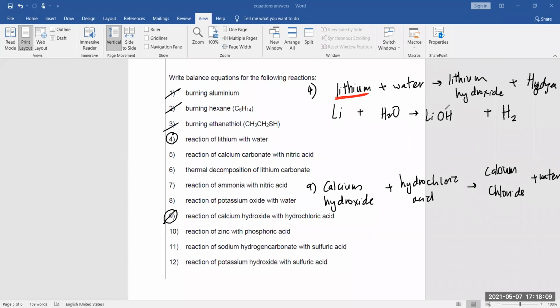Lithium plus water become lithium hydroxide and hydrogen, not water. This one is hydrogen. Okay, so we balance the equation. I'm so sorry, I missed it out just now. So 1 lithium, 1 lithium, 1 oxygen here, 1 oxygen here, 2 hydrogen here, but 3 hydrogen here. So we put half a hydrogen, right? So all you need to do is the whole thing times 2. So you get 2, 2, 2, and then half times 2 is just 1. Do you all understand this one? Okay, next one.